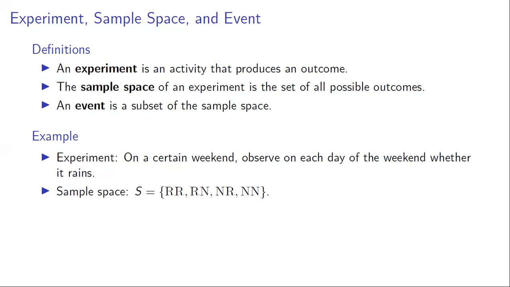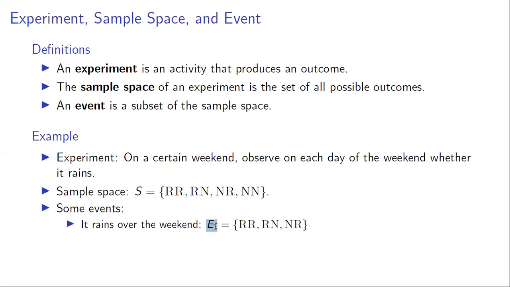And then we can have various different events that could happen. Here are some different possible events that we can talk about. One possible event is that it rains sometime over the weekend. Remember that an event is a subset of the sample space. So we'll call this subset E1, and it's all the elements of S except for the last one, because that means it did not rain on both days, but this event E1 means that it rained sometime over the weekend.